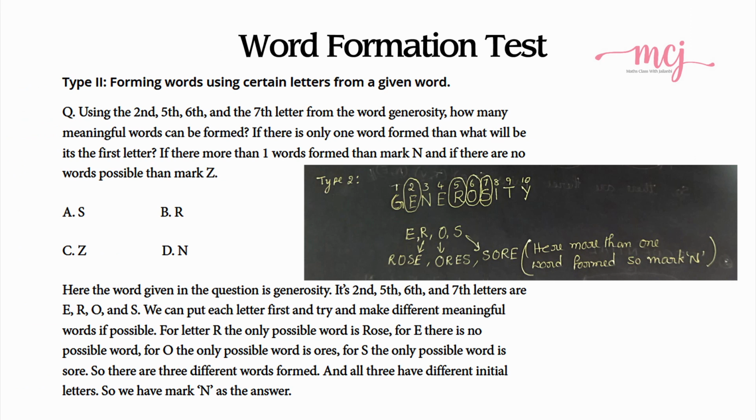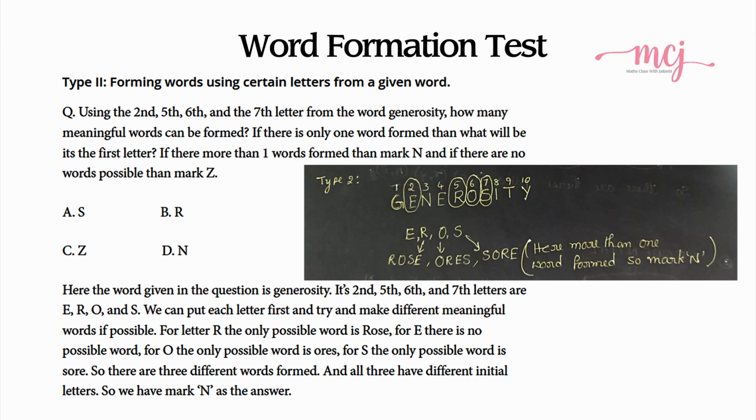Here the word given in the question is generosity. Its second, fifth, sixth and seventh letters are E, R, O and S. We can put each letter first and try and make different meaningful words if possible.